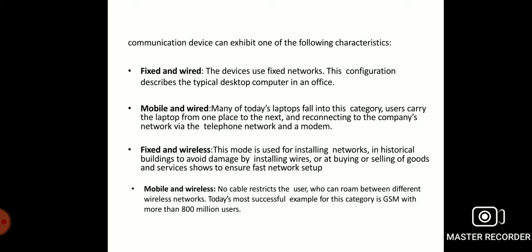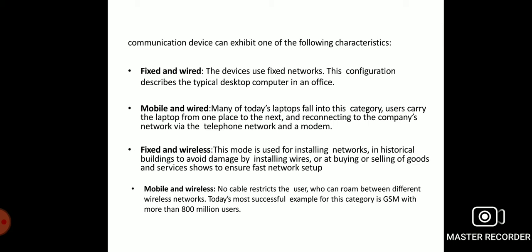Number one, fixed and wired. That is, the device uses a fixed network. This configuration describes the typical desktop computer in an office. So these are the fixed and wired communication devices. The second category, mobile and wired. Many of today's laptops fall into this category. The user carries the laptop from one place to the next and reconnects to the company's network via the telephone network and also a modem.